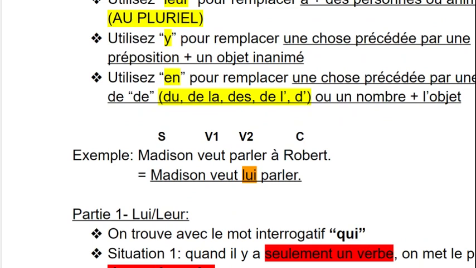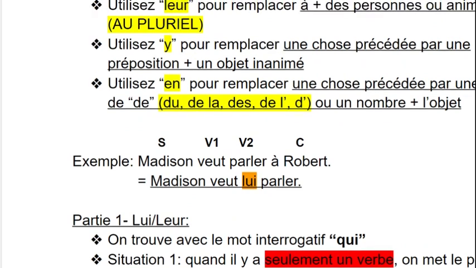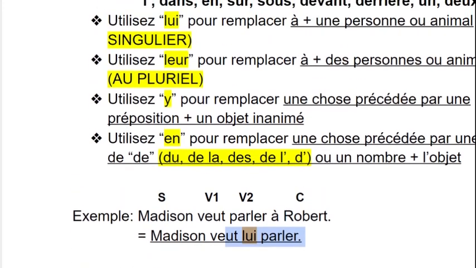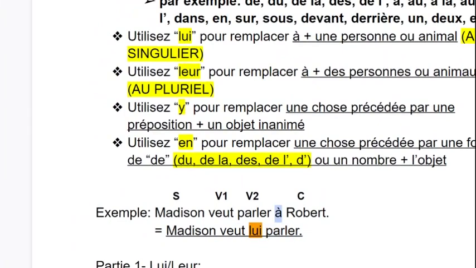And so if we want to change that, and again, I haven't taught you yet how to identify which one you're using and where you would put it, but just for the sake of this quick example, you would change it to Madison veut lui parler. You're going to choose lui because it's a person, and there's an à before it. And because this is a singular person, you're going to be using lui. You're going to put lui before the infinitive, the second verb that is in its infinitive form. But we're going to get to that in a second.